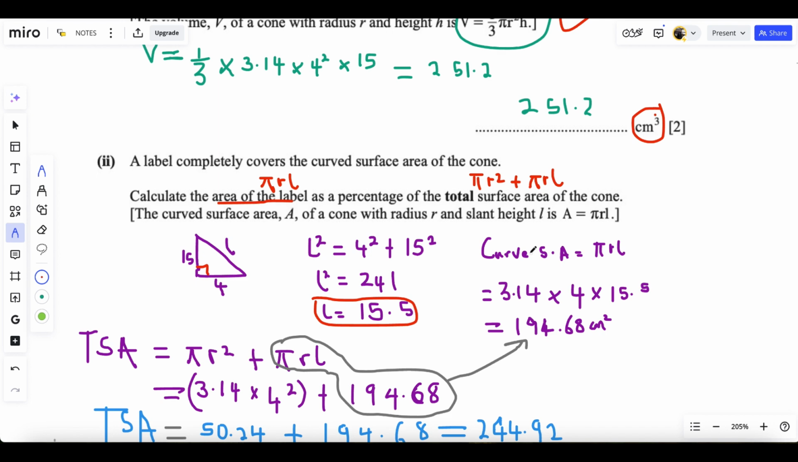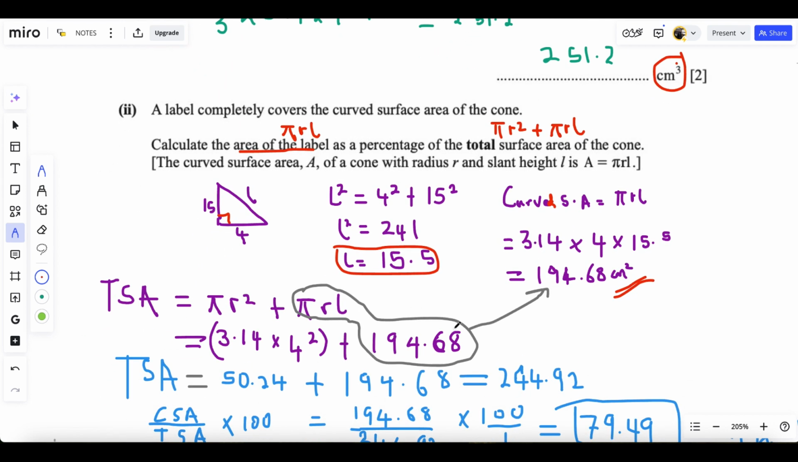The curved surface area, S is surface, A is area. The curved surface area formula is pi r L, which I wrote here. Now the value of pi is 3.14, the value of the radius is 4, and the value of the slant height is 15.5, which we already obtained here. So if you compute this, you get 194.68. Key into your calculator, you get 194.68 as what? The curved surface area.